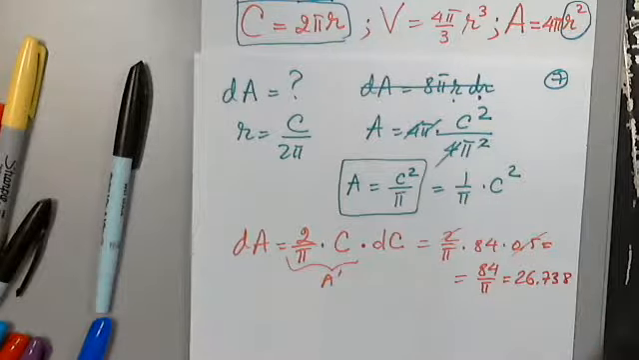26.738. Without measurement unit, it means nothing. What is the measurement unit for this? Centimeter squared. Thank you. So let's make a conclusion here. If the circumference happens to be 84 with a tiny error of 0.5, that tiny error of 0.5 creates an error, an estimated, not exact, because I'm using differentials, an estimated error in the surface area of the sphere of how much? Plus or minus. It could be because it doesn't have to be positive. The error can be negative, yes. 26.738 squared centimeters. Any questions?